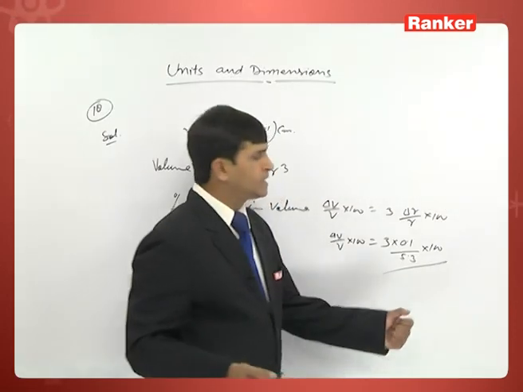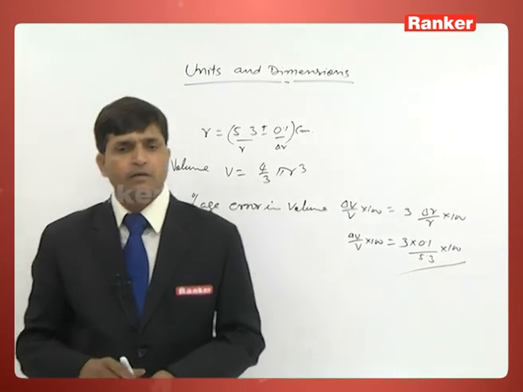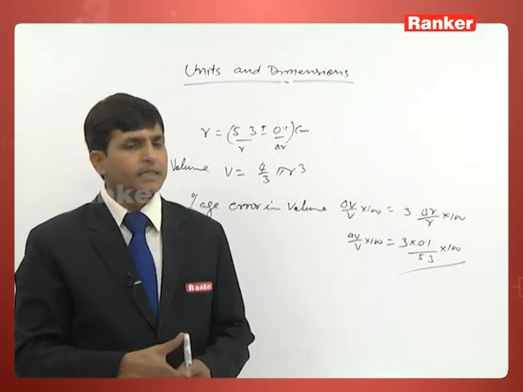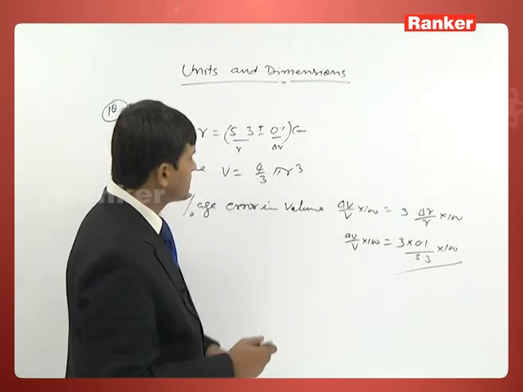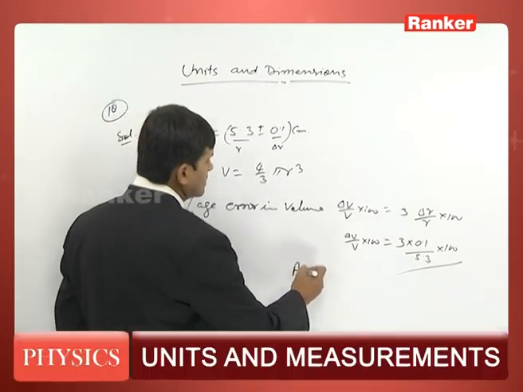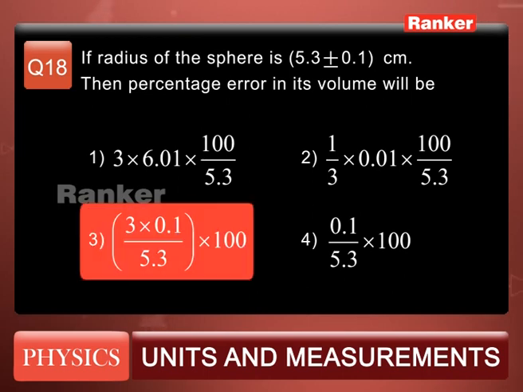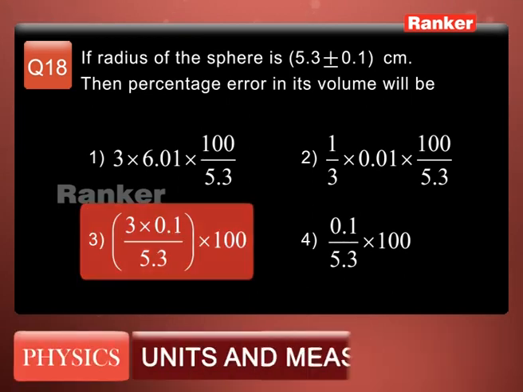So finally this is the option. So the answer is option number 3, 3 into 0.1 by 5.3 into 100. So the correct option is option number 3. So that is the correct one.